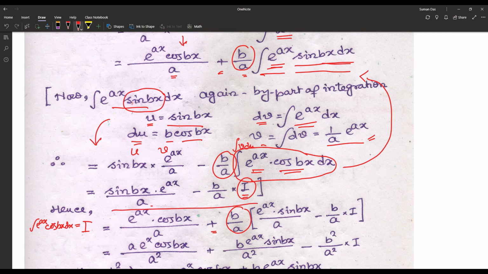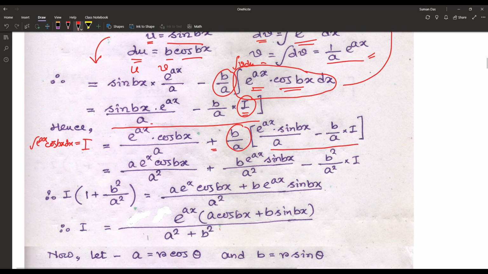So we are writing it here. After the multiplication with b by a, we are getting a into e to the power ax, that must be e to the power ax cos bx divided by a square.